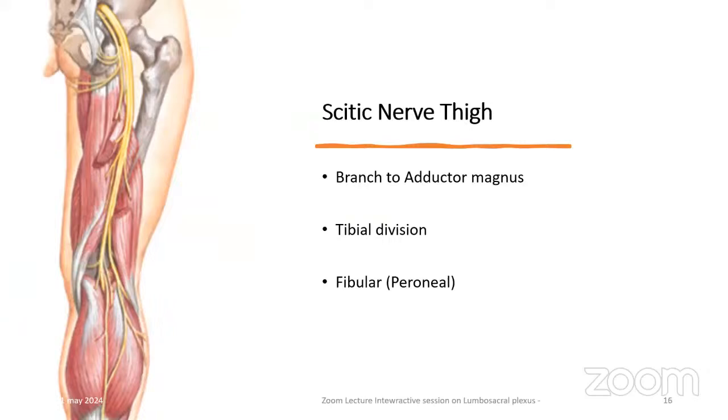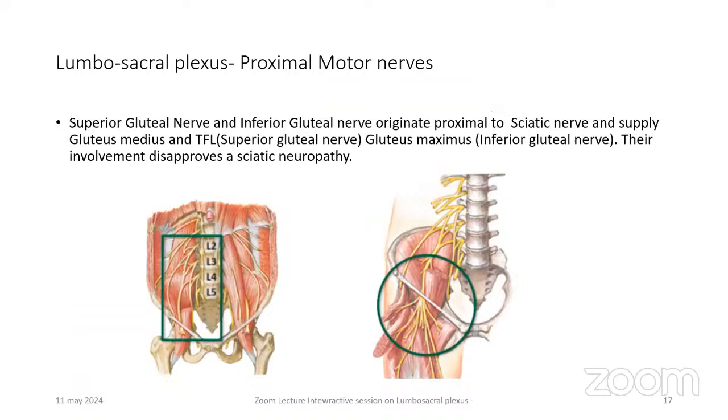See, the branch to adductor magnus and the tibial division and fibular division. The fibular division, before it enters the knee, supplies the short head of biceps. So if you want to localize, you should be able to do an EMG on the short head of biceps. Lumbosacral plexus, proximal motor nerves, the importance.